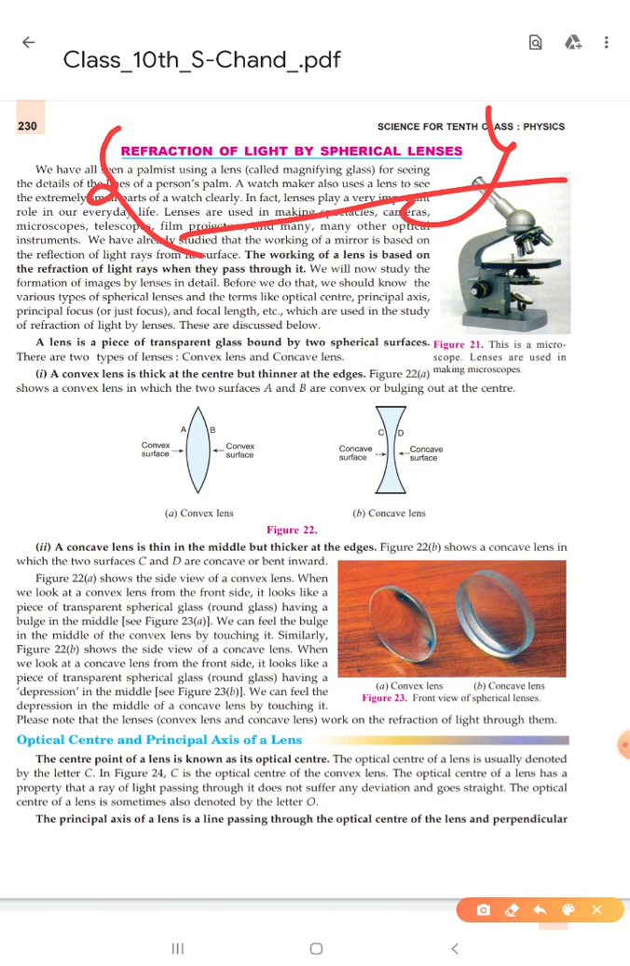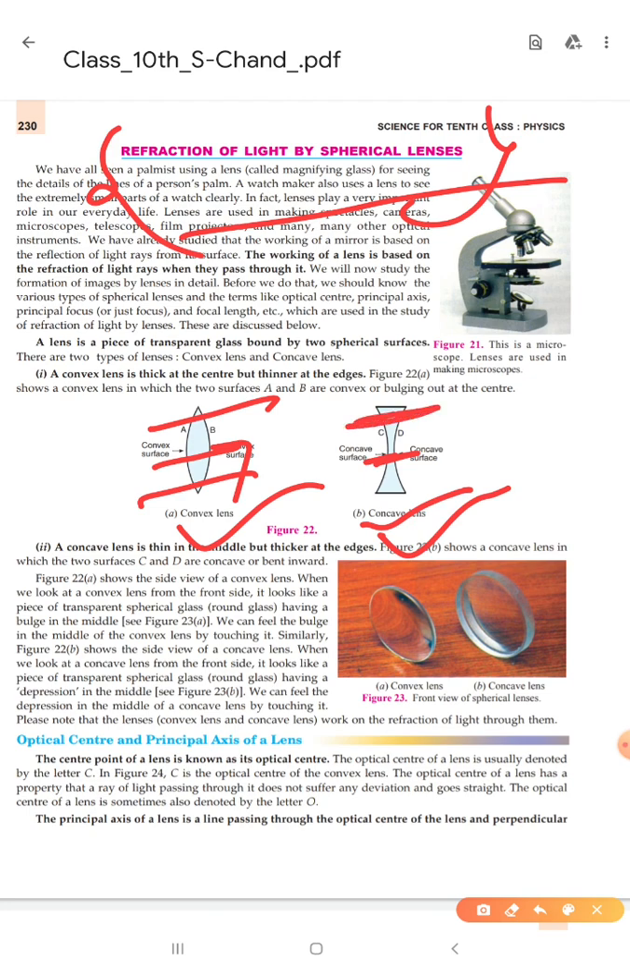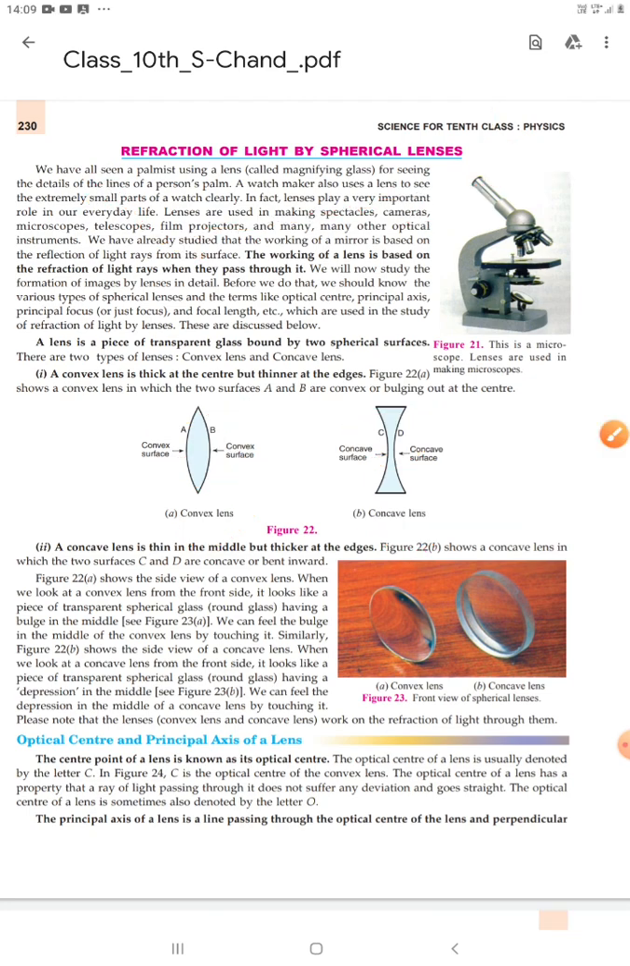We already discussed spherical mirrors, and now we are talking about spherical lenses. There are two types of spherical lenses: convex lens and concave lens. The simple difference between them: a convex lens is thick at the center and thin at the edges, and a concave lens is thin in the middle but thicker at the edges. So this is a concave lens and this is a convex lens.